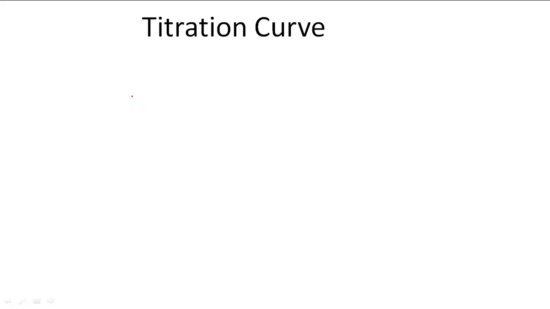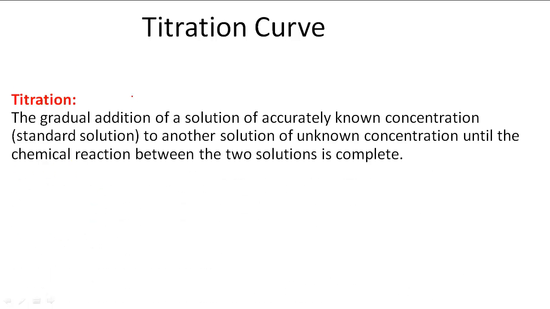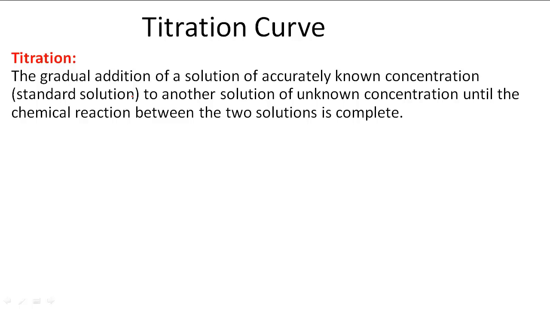Titration curve. To understand a titration curve, we have to understand titration. This is an experimental technique that involves a gradual addition of a solution of accurately known concentration, which we call the standard solution, to another solution of unknown concentration until the chemical reaction between the two solutions is complete. For an acid-base, this would mean neutralization.